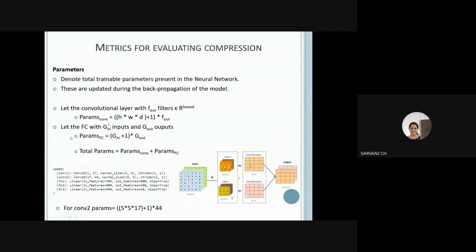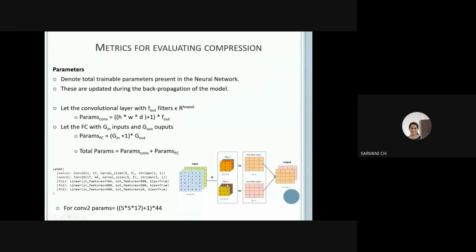Along with this, there is a bias for every kernel. If you observe here, for every filter, there will be a bias value which you add to all the entries in a filter. So this is the formula for parameters in a convolutional layer, and this is the formula for parameters in a fully connected layer. The total parameters are calculated by combining the parameters from the fully connected and convolutional layers.